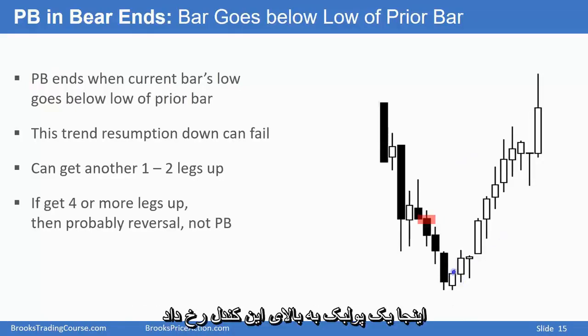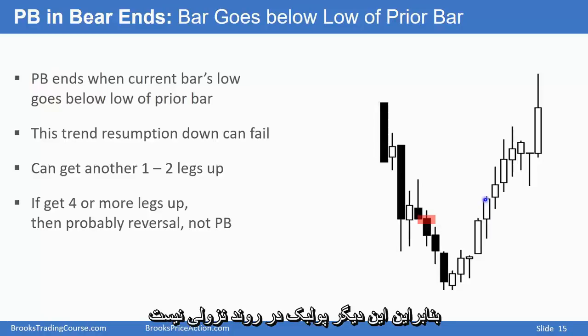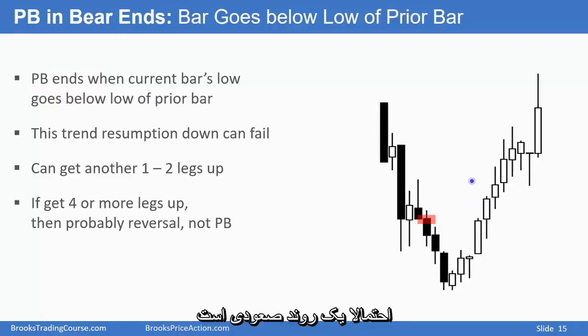Here, we got a pullback above this bar, and then we got another pullback here. But once you start to get, here we have 5 bars with bull bodies all closing near their highs. This is probably a reversal, and the market's probably always in long. So this is no longer a pullback in a bear trend. It's now a bull swing, possibly a bull trend.